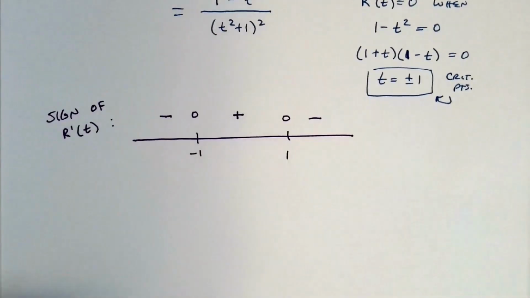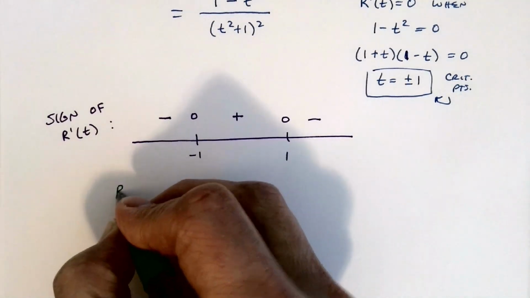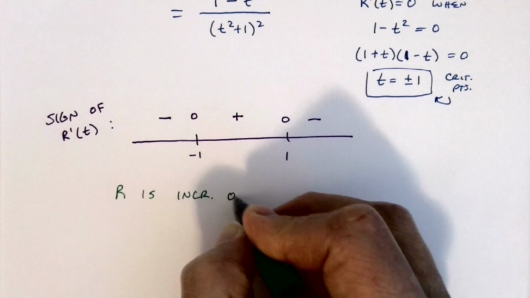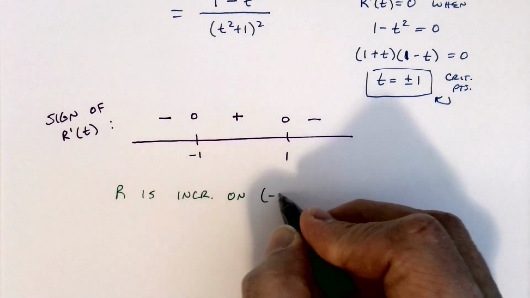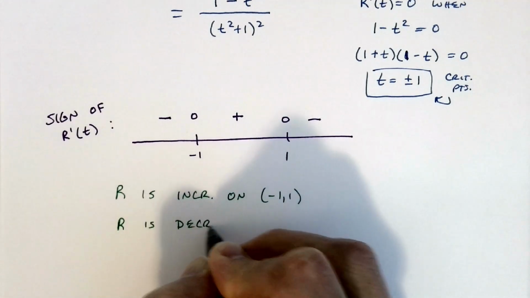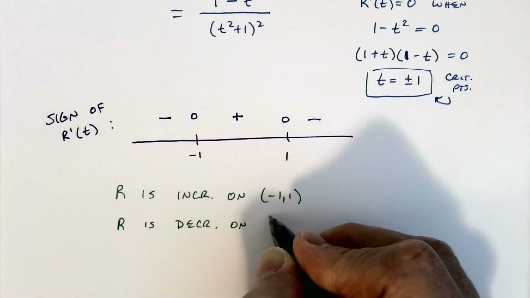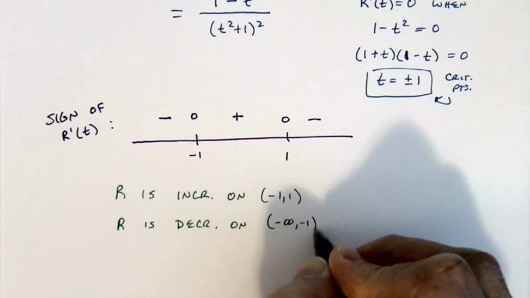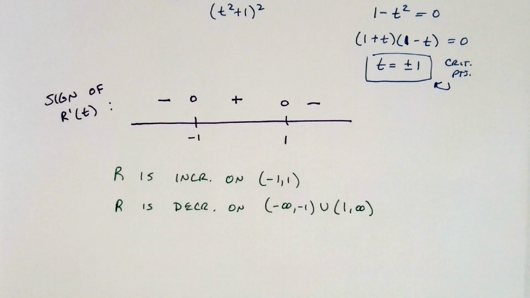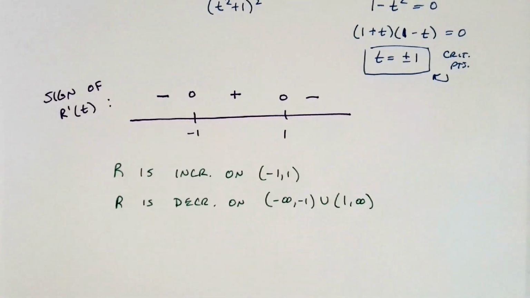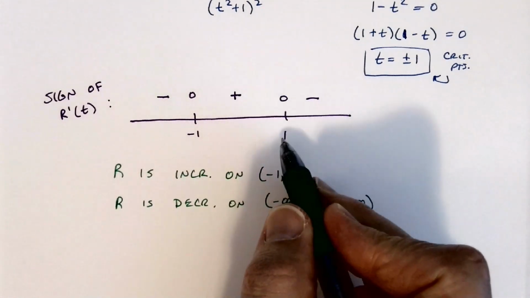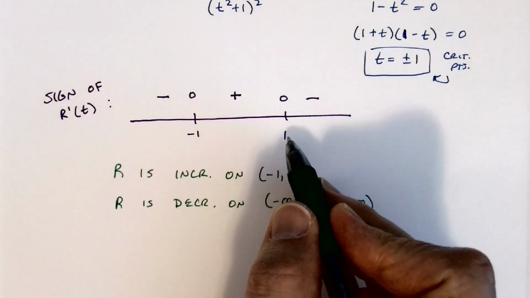So now we're ready to answer our question, right? So this is the easy part, right? R is increasing on the interval where the derivative is positive. R is decreasing on the interval where the derivative is negative. Do we have a local maximum at all? Yeah. Derivative changes from positive to negative at t equal 1.